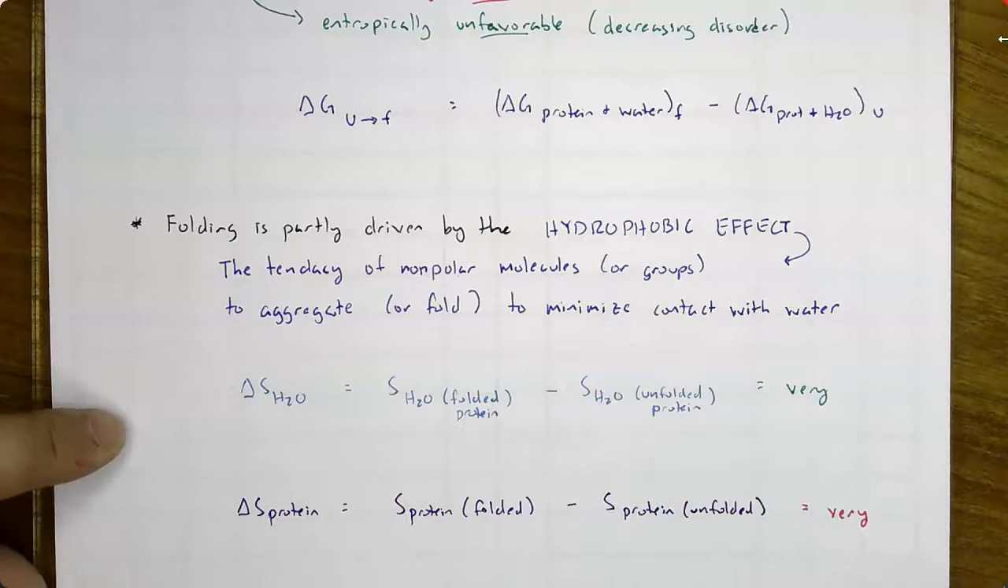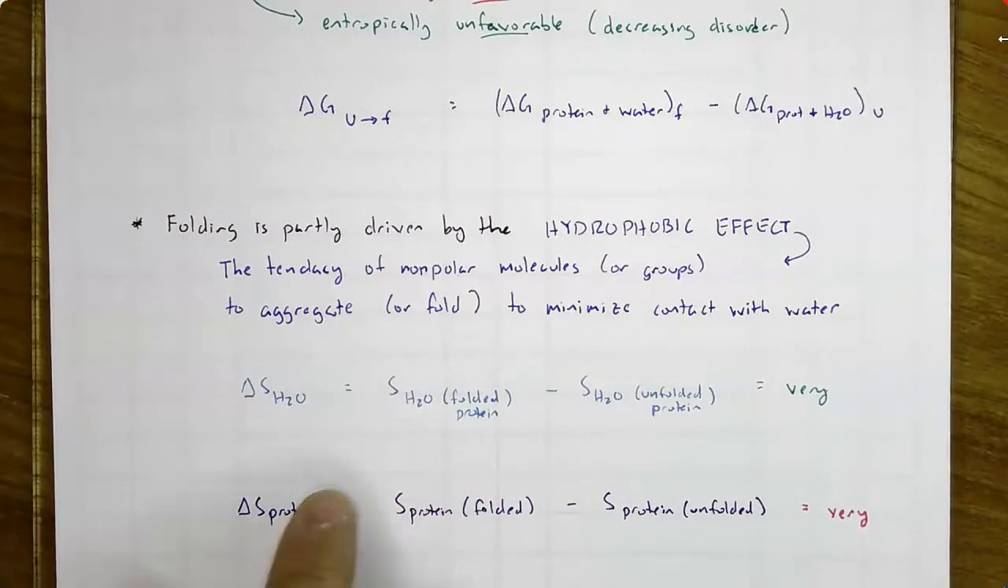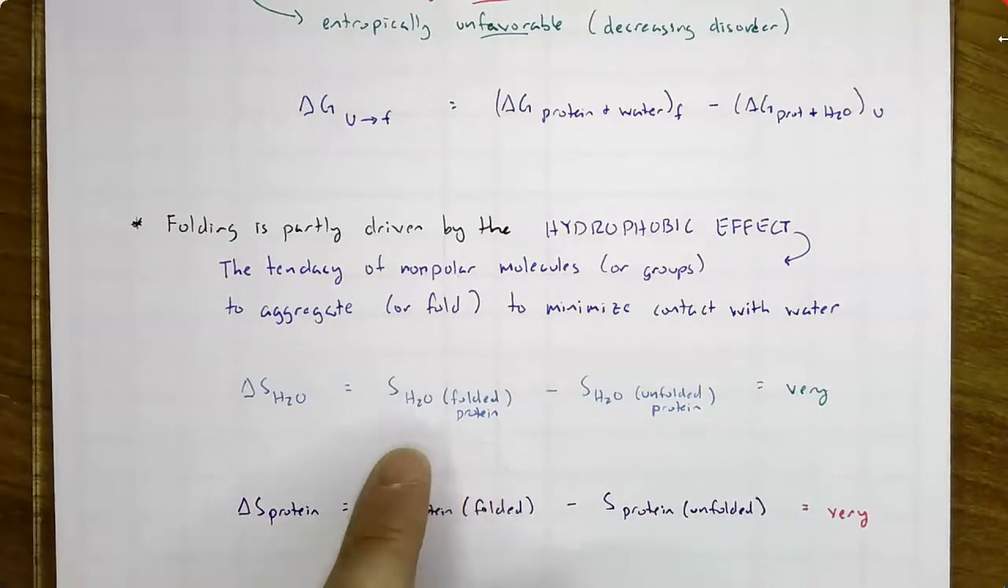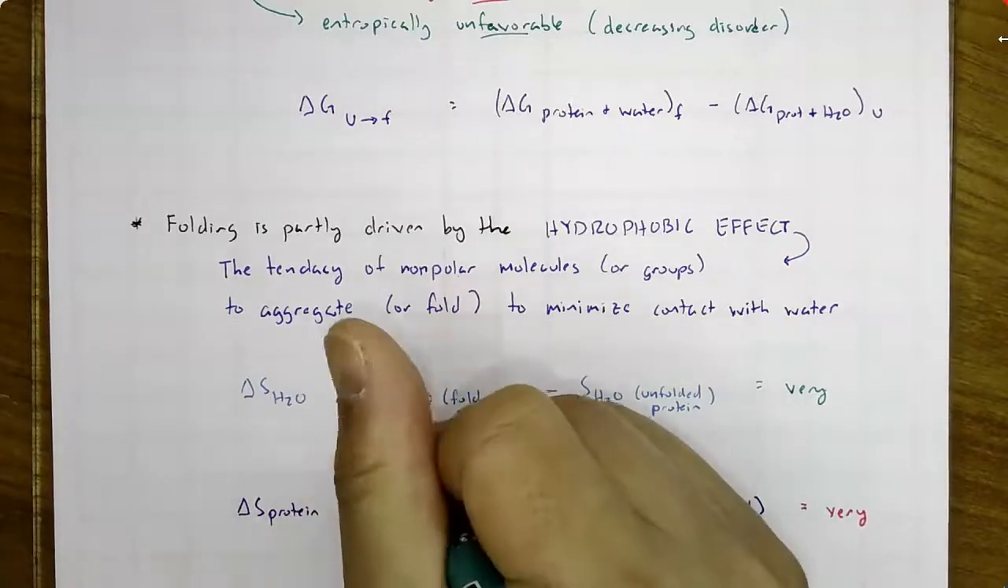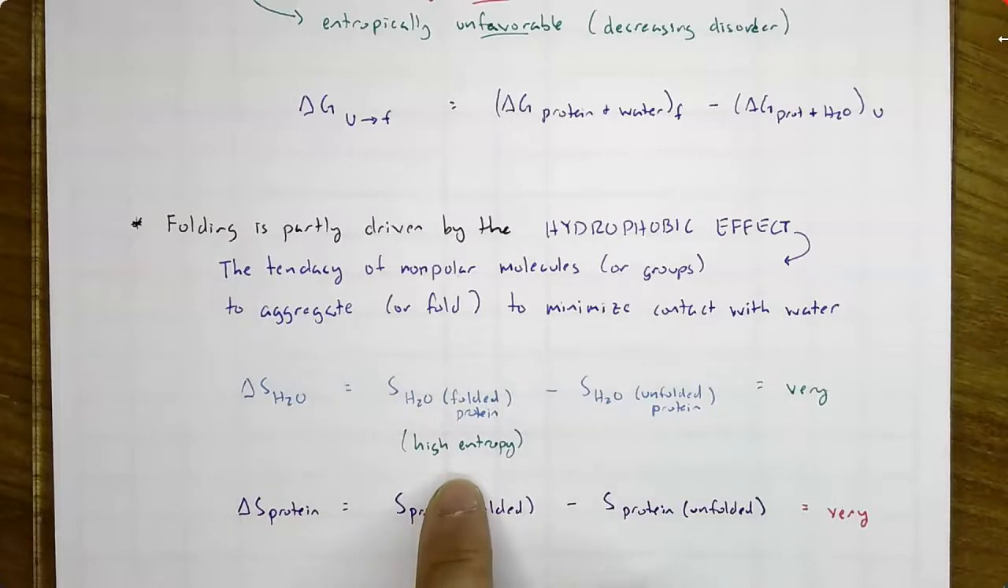Let's look at the delta S for water first. And remember, delta is final minus initial. Our final state is the folded state. When the protein is in its folded state, the water surrounding that protein has high entropy. We're going to look a little bit more carefully at this later, but it means that the water molecules around a folded protein have a lot of degrees of freedom, are unencumbered, and have high disorder, right? Remember that entropy is a measure of the amount of disorder.